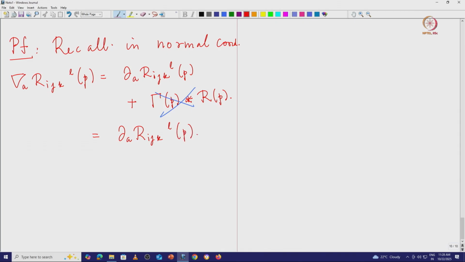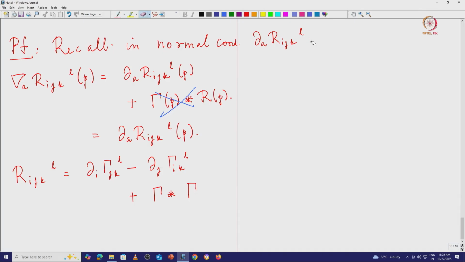Okay, but on the other hand, we had a formula for R_{ijkL}. Okay, what was the formula? The leading terms were given by this. So this was the lemma that I just proved, plus something involving terms that are quadratic in the Christoffel symbols. Now suppose you compute the regular derivative of this, and at P, remember I'm using normal coordinates at P, right?